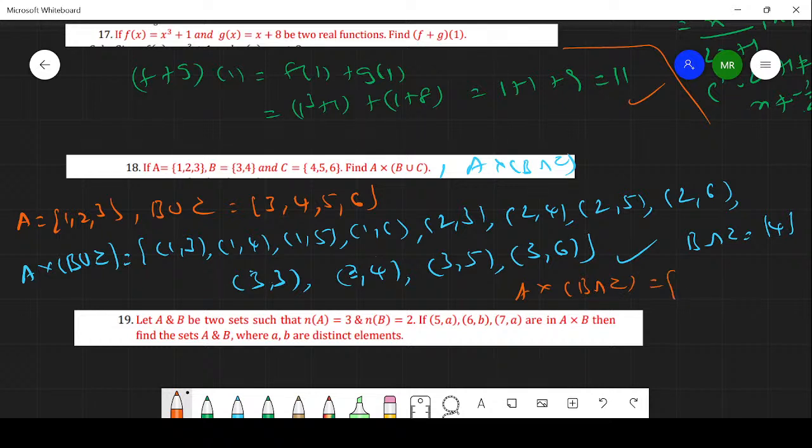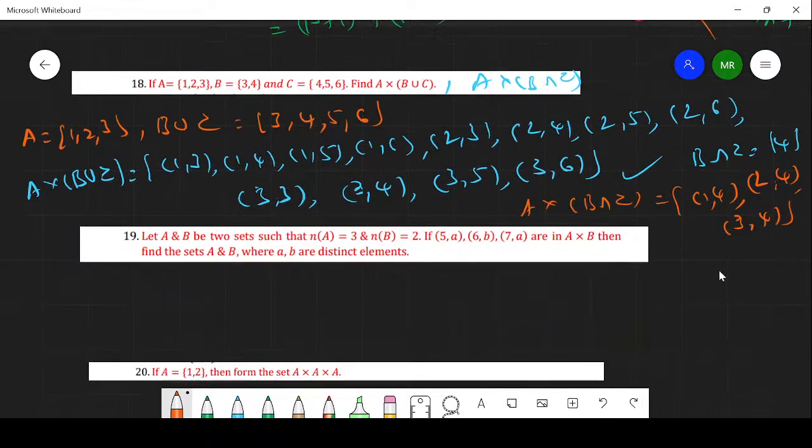Suppose they ask, I can write A with the element 4: you will write (1, 4), (2, 4) and (3, 4). You understood this? This is (1, 4), (2, 4), (3, 4). Like this they can ask. If they ask for the Cartesian product of A and B intersection C, it comes like this. They can ask any type of question.